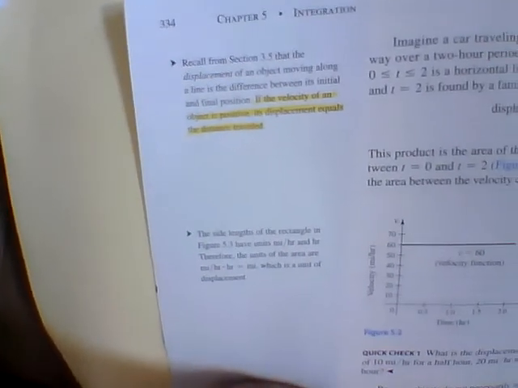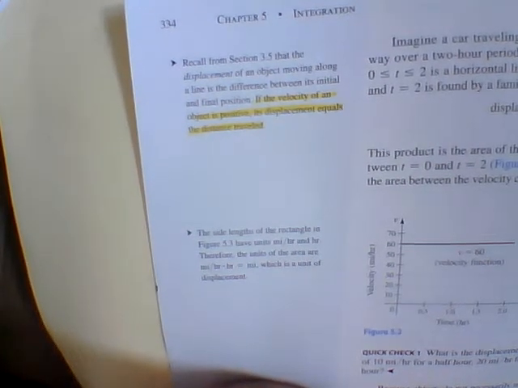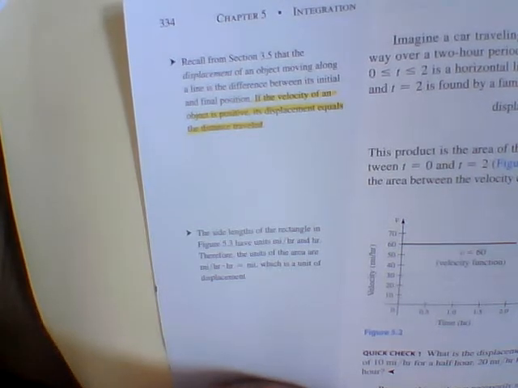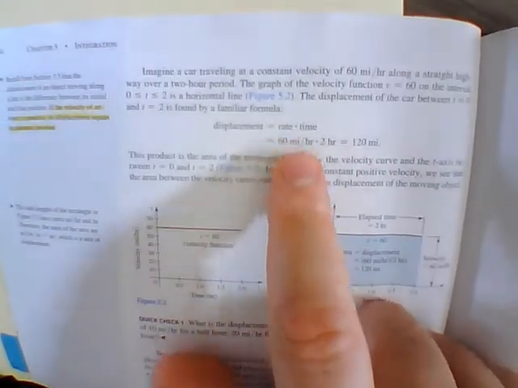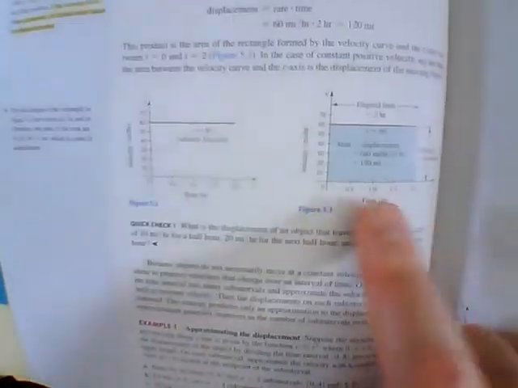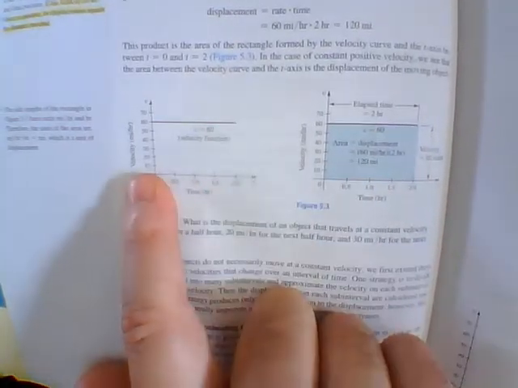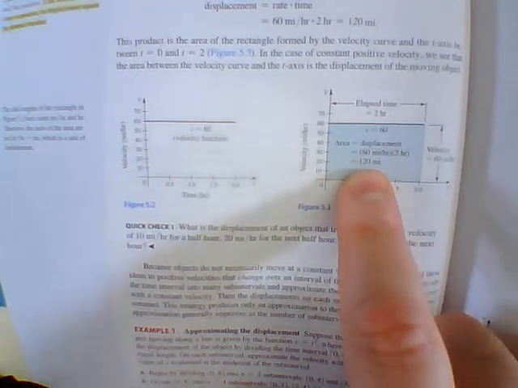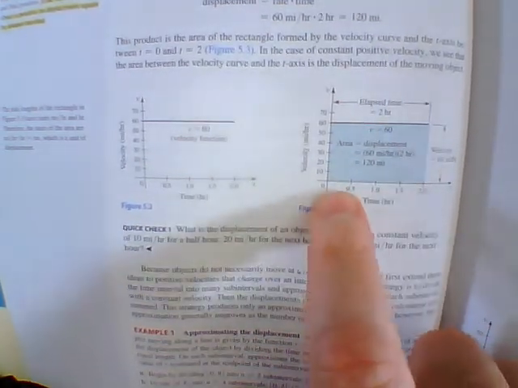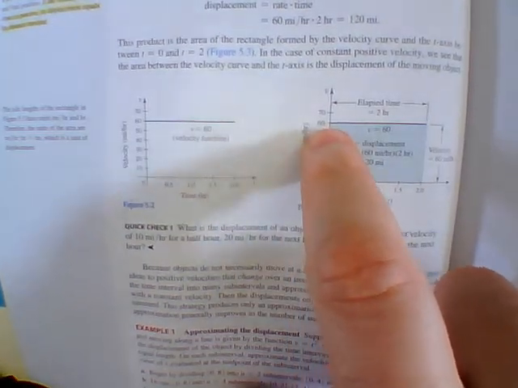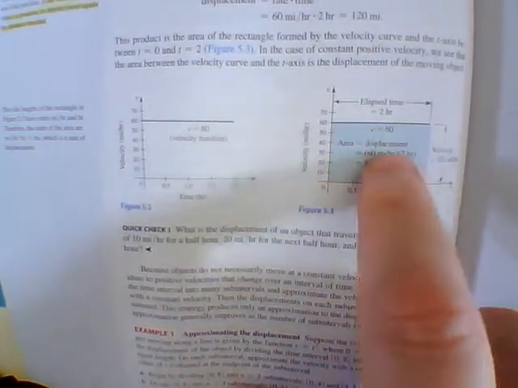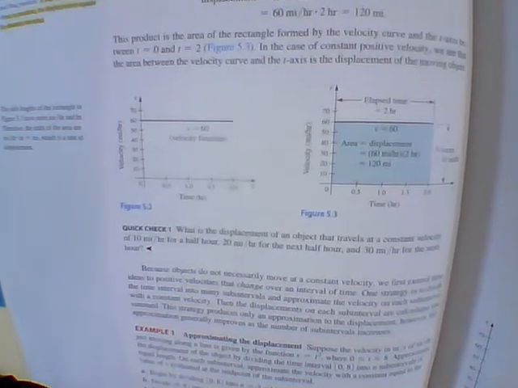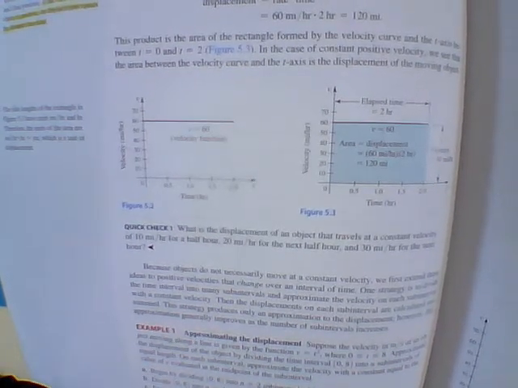Once again, we recall back here. It says if the velocity of an object is positive, its displacement equals the distance traveled. Okay, so displacement equals your rate times time. So then we start looking at the values. Once again, we have our velocity function, and then we would talk about the area as the displacement in here would tell us the distance. If we have the time and the velocity, multiplying these two together, or if we notice it's a rectangle, length times width, we get that overall value.